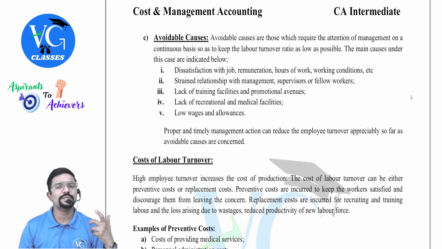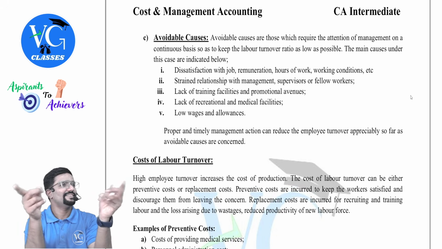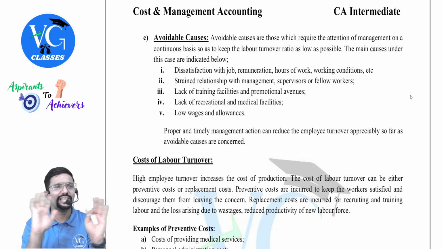Then strained relationship with the management, supervisor or fellow workers. We discussed this in personal reasons also. Yeah, sir, I don't have a very good relationship with my manager or my colleagues. So for that reason, I want to leave. In that case, management, if they want, may call for a meeting and compromise, hug each other, compromise. If there is any issue, sort it out. Don't carry it on.